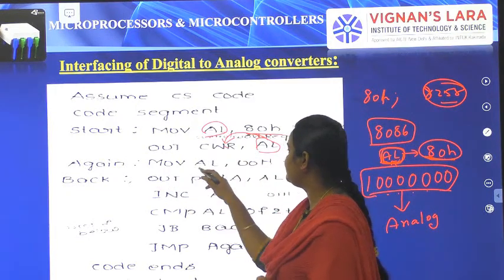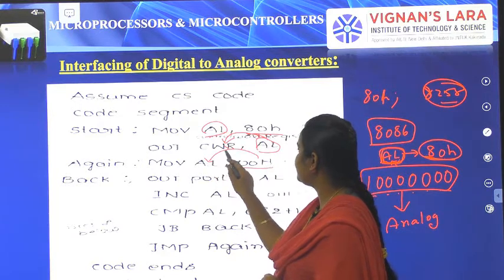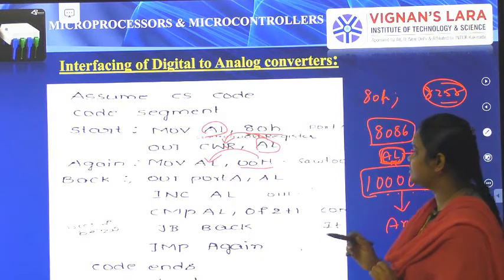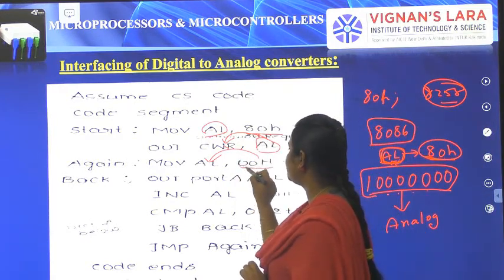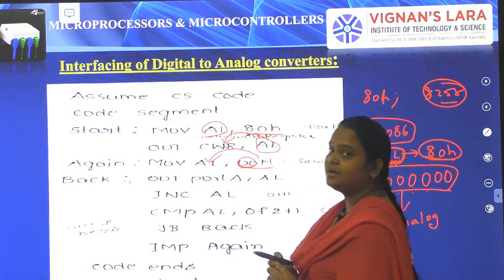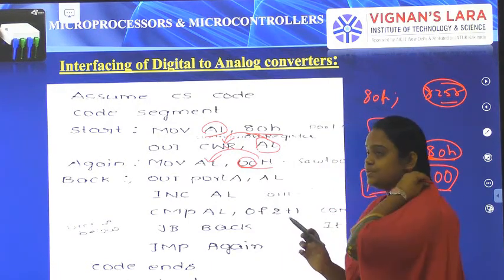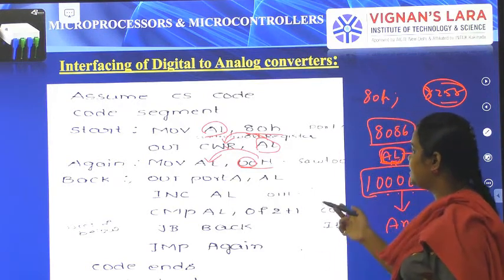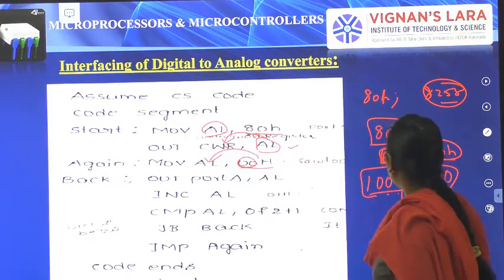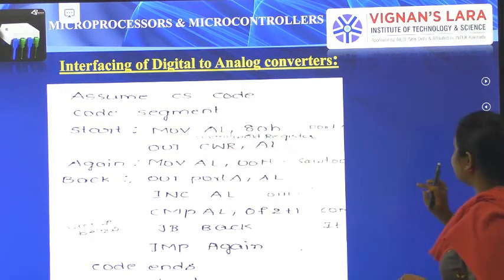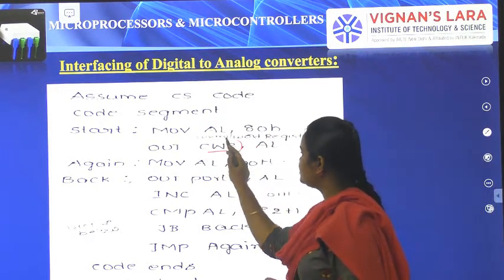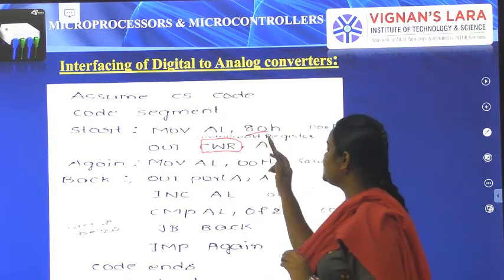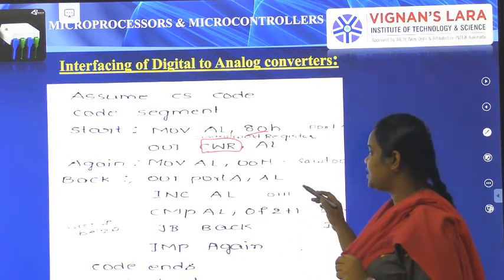Then we have again 00H to the AL. That means first of all we initialize the AL, resetting it with 00. That means we provide the initial 00 to the AL, and with this command AL is moved to the CWR. That means we are initializing the control word register, which is the 8255 register, with 80H. We are giving the 80H to the CWR register.